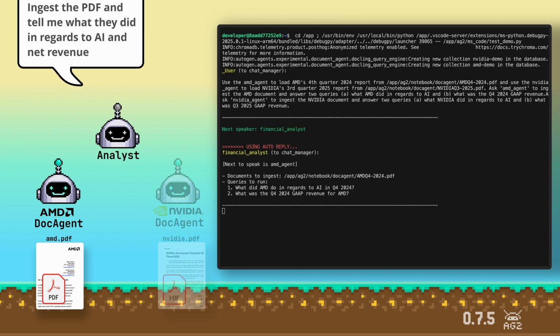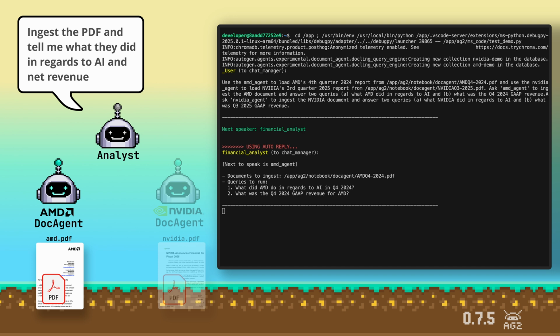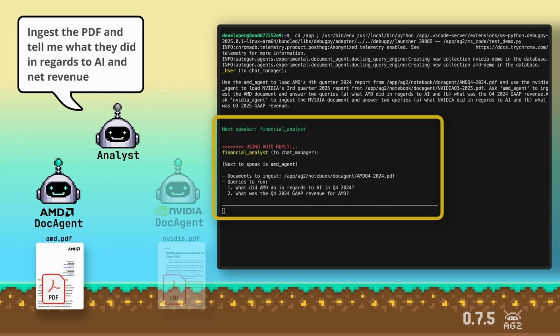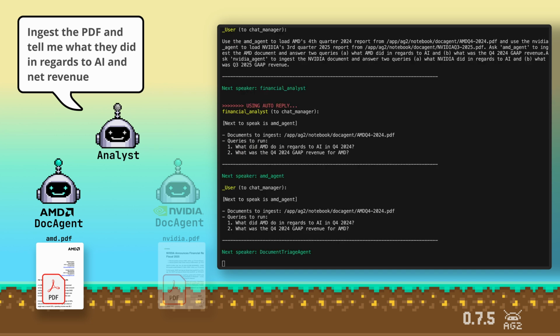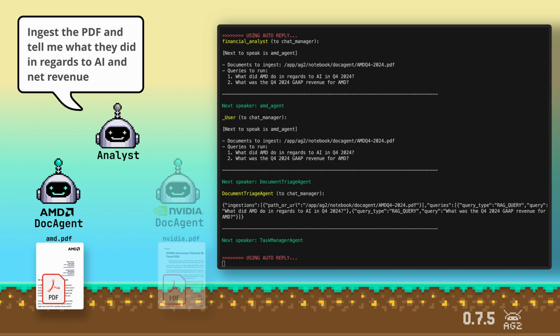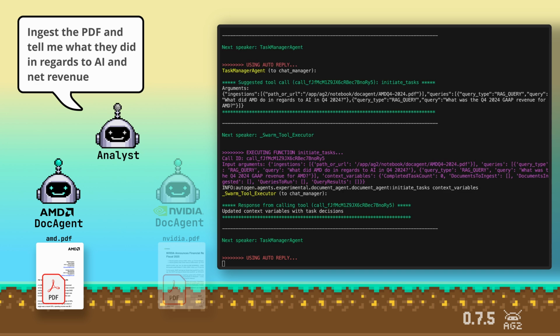First is the AMD doc agent, who is given three tasks by our financial analyst. Ingest the financial report and answer two queries, which are, what did they do in regards to AI, and what were the net revenues for the quarter? The AMD agent kicks off its internal swarm. A task manager agent initiates the tasks and classifies them using a structured output.